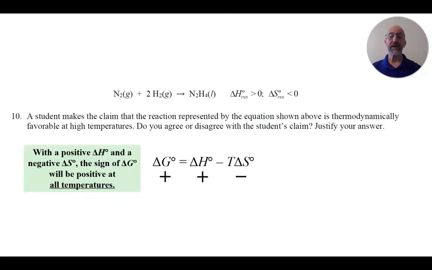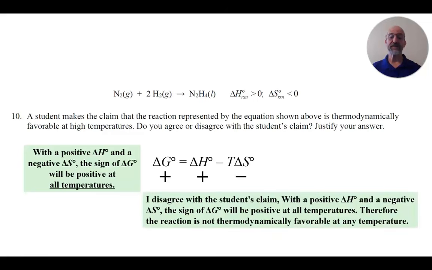So do we agree or disagree with the student's claim that this will become thermodynamically favorable at high temperatures? No, I would disagree with the student's claim. With a positive delta H and a negative delta S, the sign of delta G will be positive at all temperatures. So therefore, I disagree with the student's claim because this reaction is not thermodynamically favorable at any temperature.